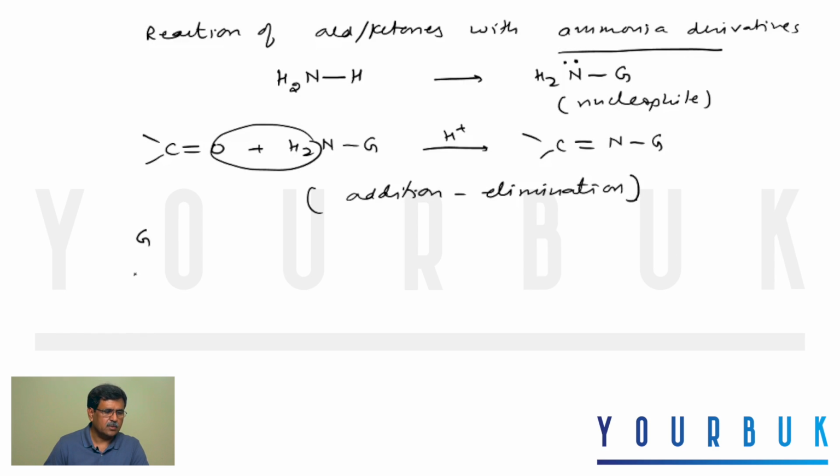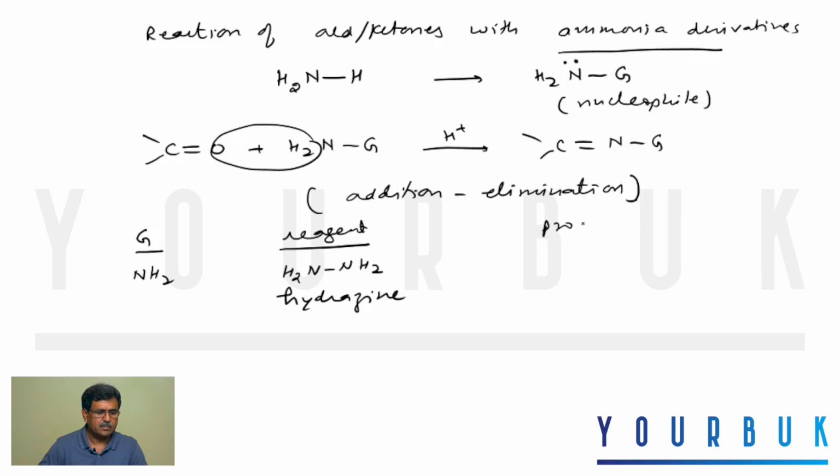Now if G is equal to NH2, then the reagent is called hydrazine. This is called hydrazine, and the product obtained is then called hydrazone. So just write this hydrazone as a suffix to the parent compound when you're writing the nomenclature.